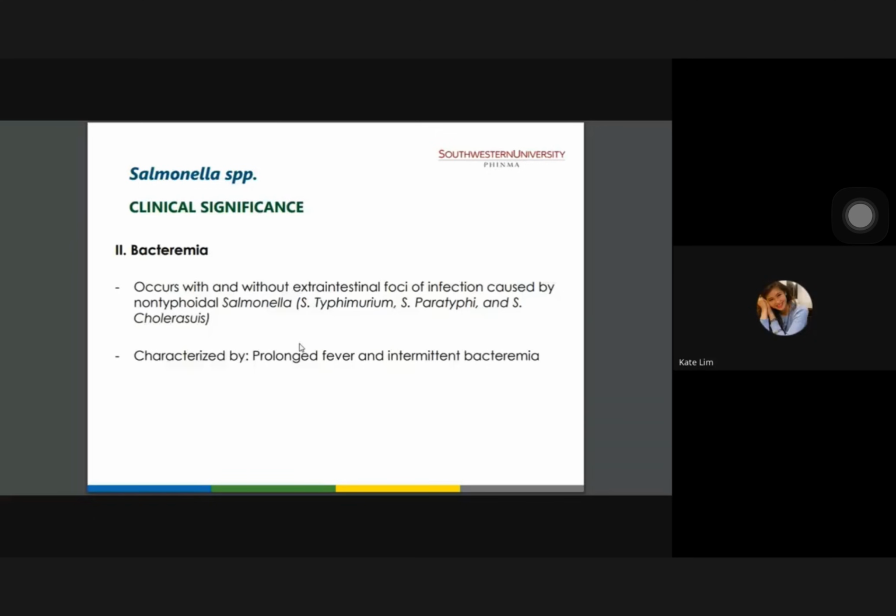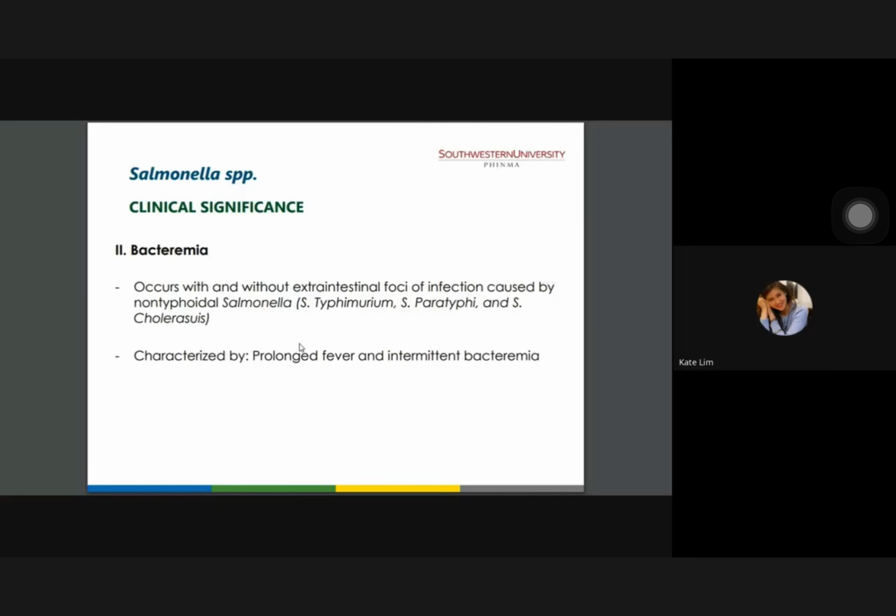We have also some non-typhoidal strains of salmonella right here that can lead to bacteremia. So meaning we have non-typhoidal salmonella, those salmonella that cannot cause typhoid fever but could cause bacteremia. So that is presented in front of you.